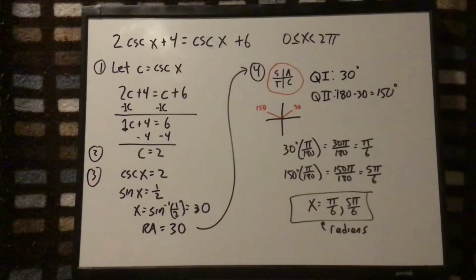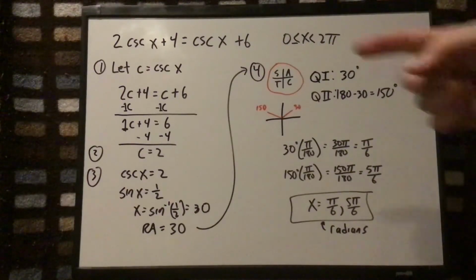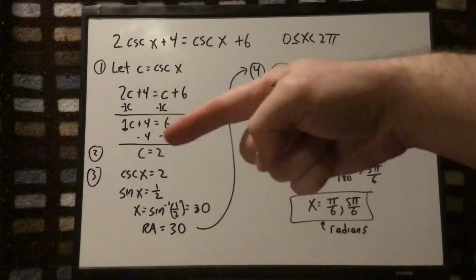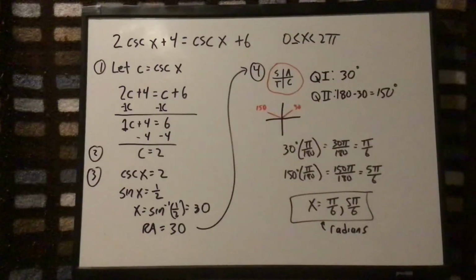A common mistake in these for students who don't get a lot of the points is they'll solve the equation and then call it a day. They'll stop right here. You need to realize you need to solve for x. So once you isolate this variable, you've got to go back to cosecant x equals 2.